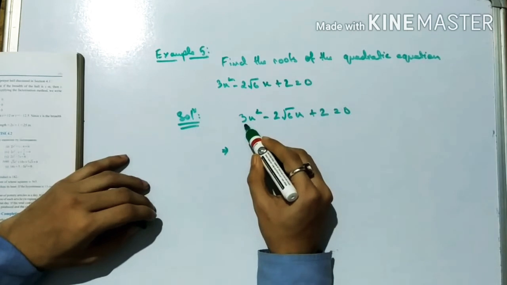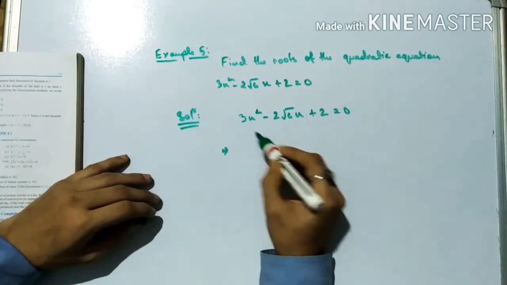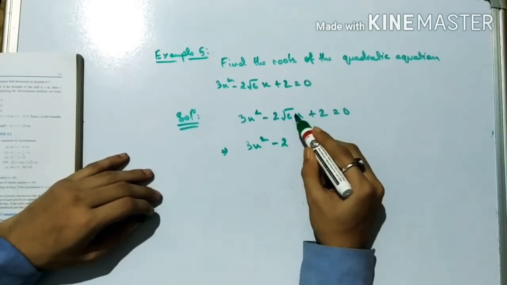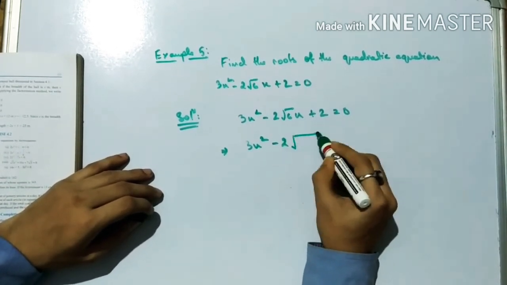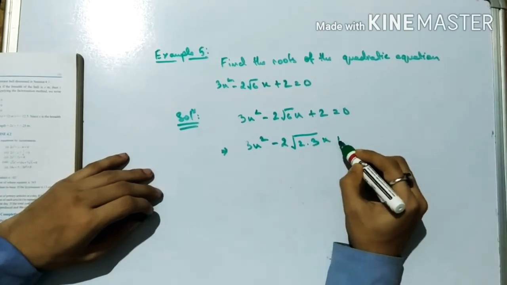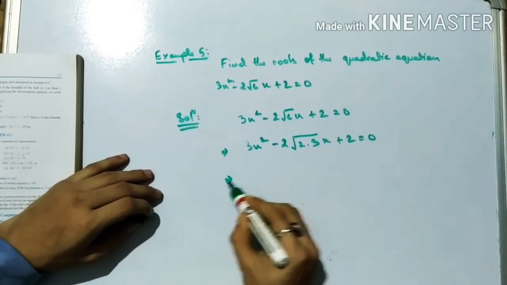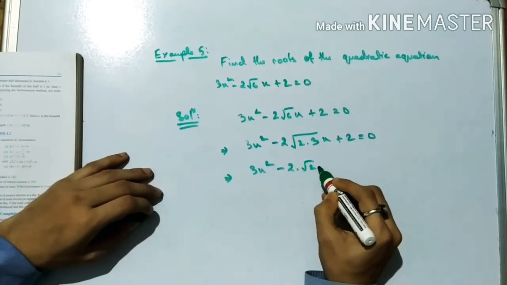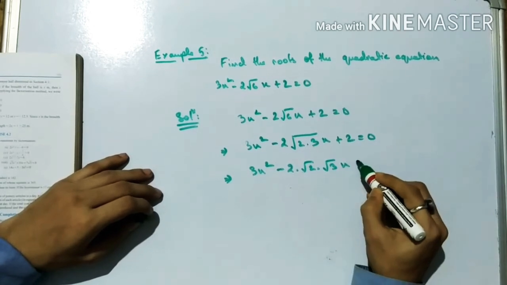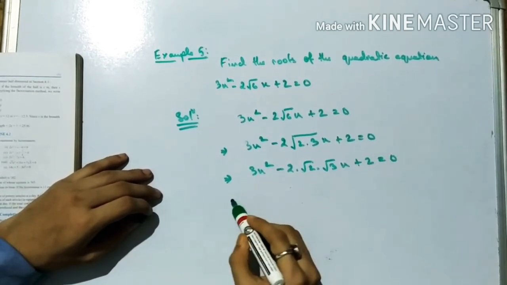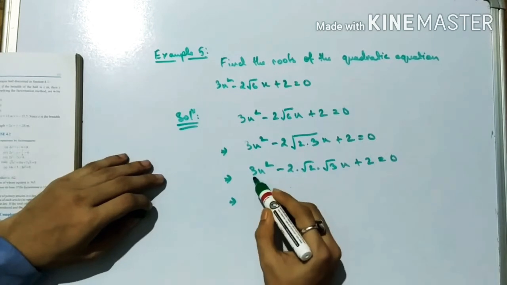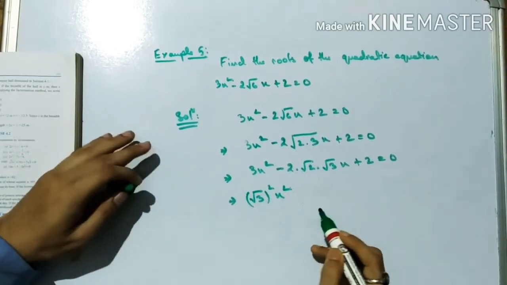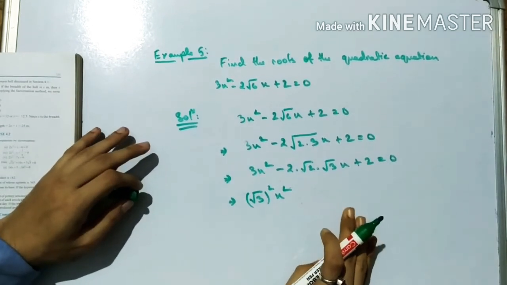This one, you see 3 there. 3x² - 2√6x. How can I write √6? This is √2 into √3, x + 2 = 0. Now 3x², how can I write it? Root 3 the whole square, x².